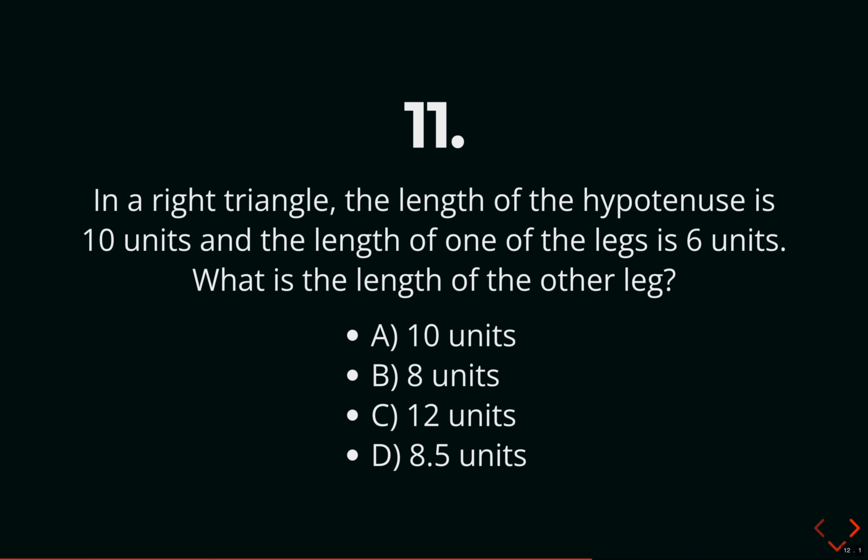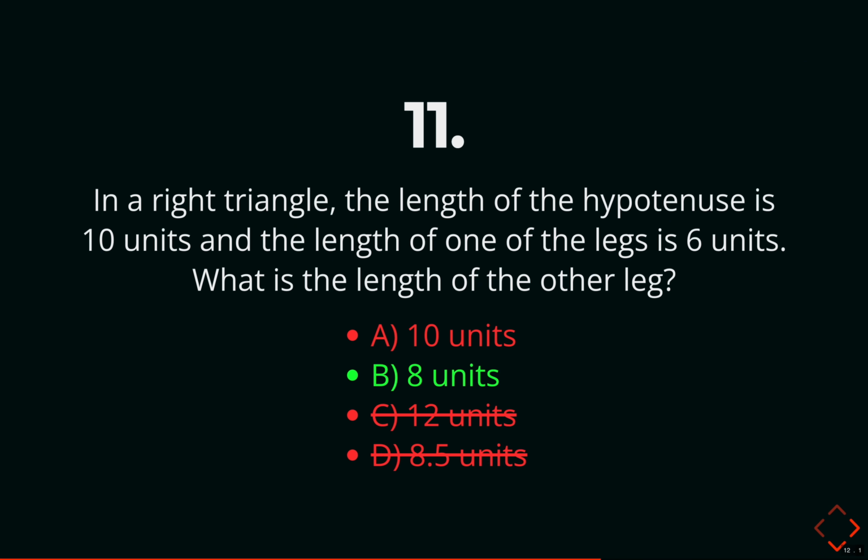Question 11. In the right triangle, the length of the hypotenuse is 10 units and the length of one of the legs is 6 units. What is the length of the other leg? A, 10 units. B, 8 units. C, 12 units. D, 8.5 units. The answer is B, 8 units.